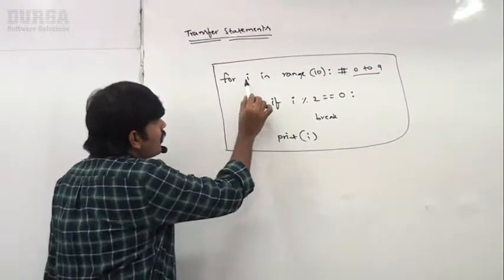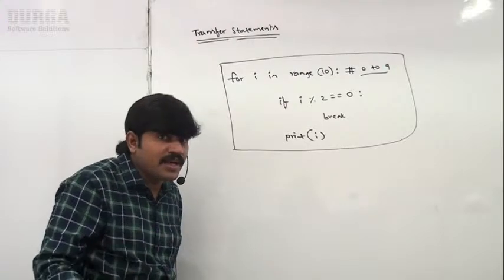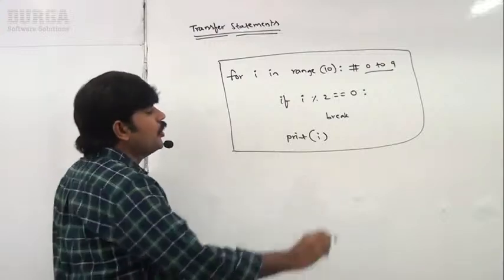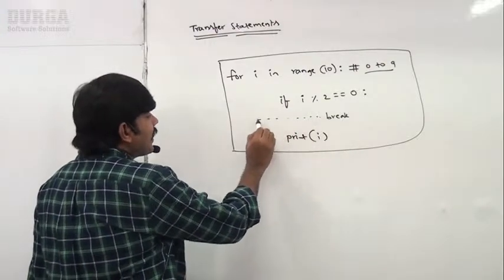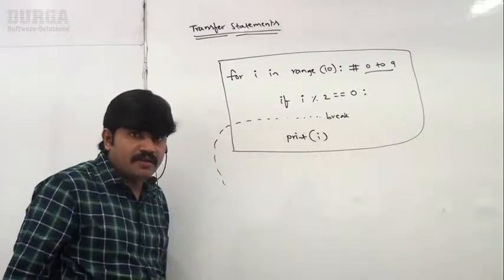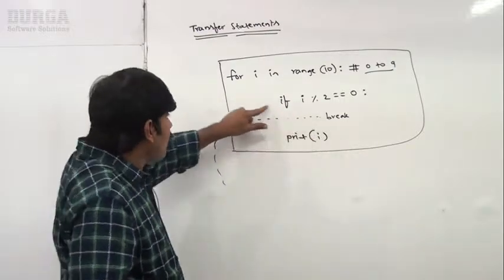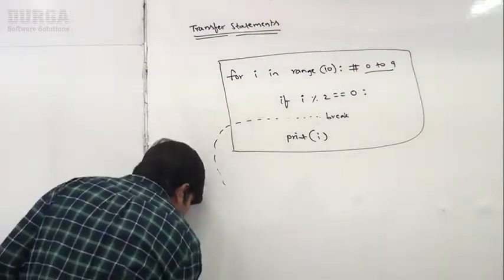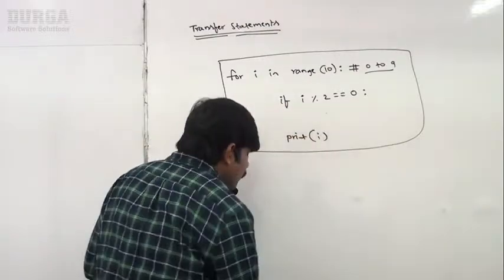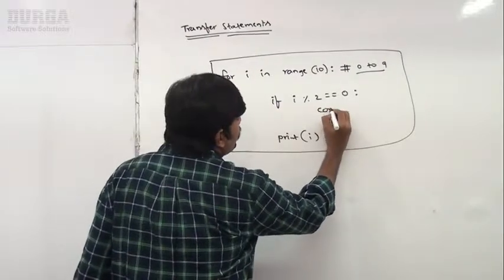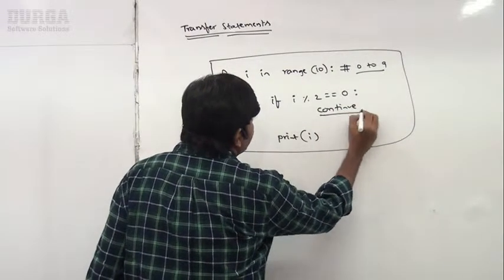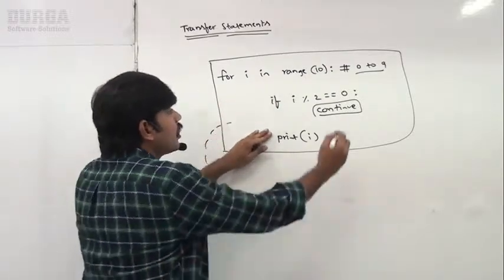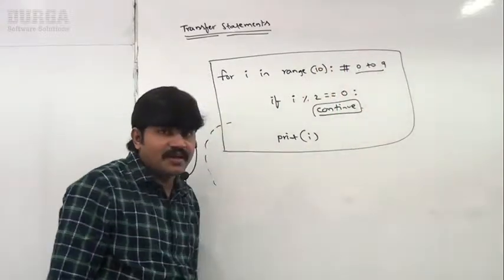Sir, what is the first i value? Can you please spell out the first i value? The i value is 0. 0 % 2 is equal to 0, satisfied. If you use break, directly the control will come out of the loop. We covered that already. Break means directly the control will come out of the loop, no more iterations. But instead of the break statement, if I use the continue statement, so if i % 2 == 0, if I use continue, what will happen is skip this 0 iteration, continue for the next iteration.